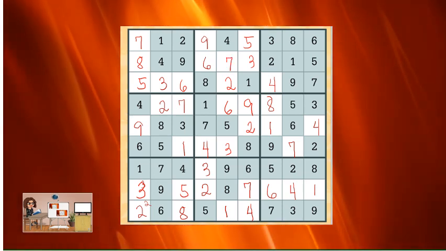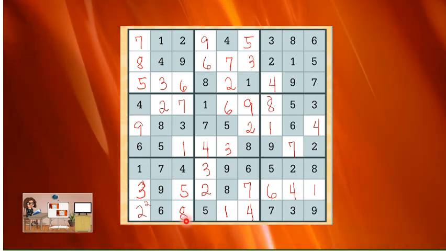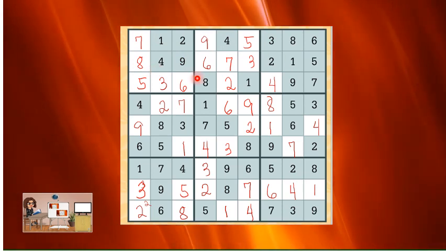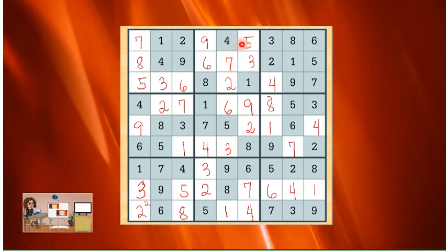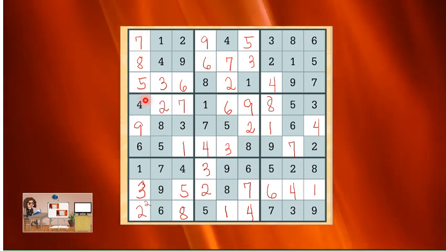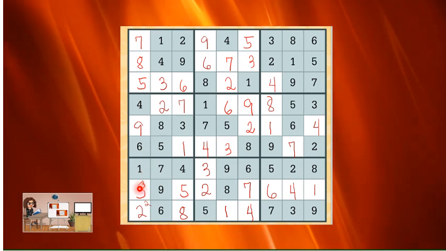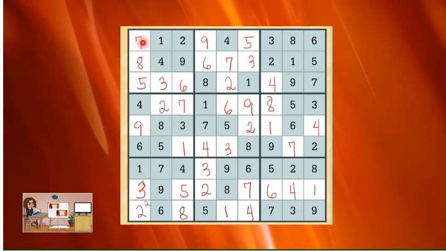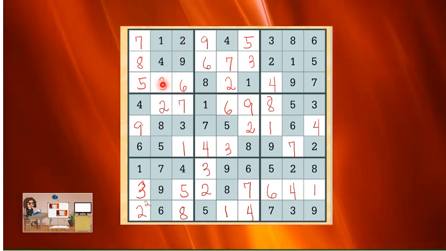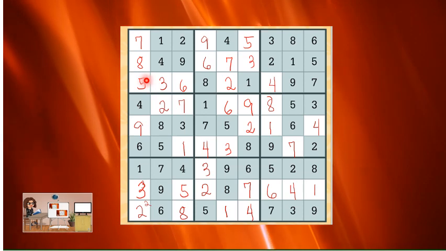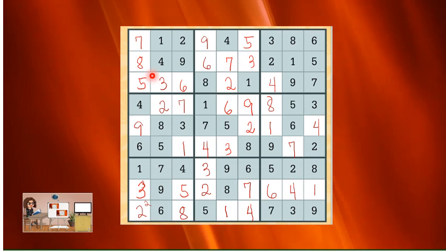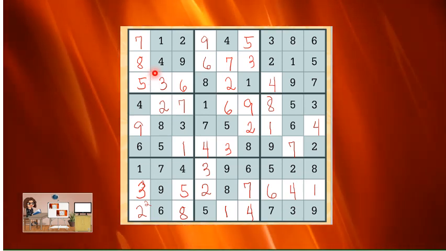So the puzzle is complete. Every row of 9 cells has all the digits 1 to 9 filled in. Every column of 9 cells has all the numbers from 1 to 9 filled in. And every block has all the 9 digits from 1 to 9 filled in. So I hope you can now solve a Sudoku puzzle. So it is now your turn to solve a Sudoku puzzle.